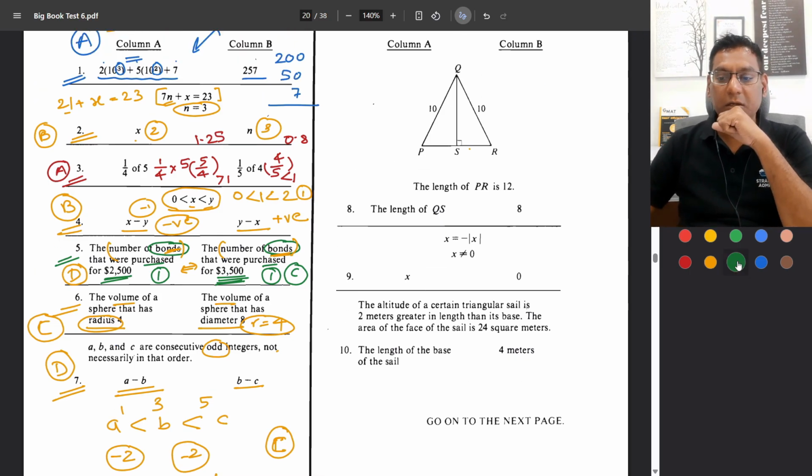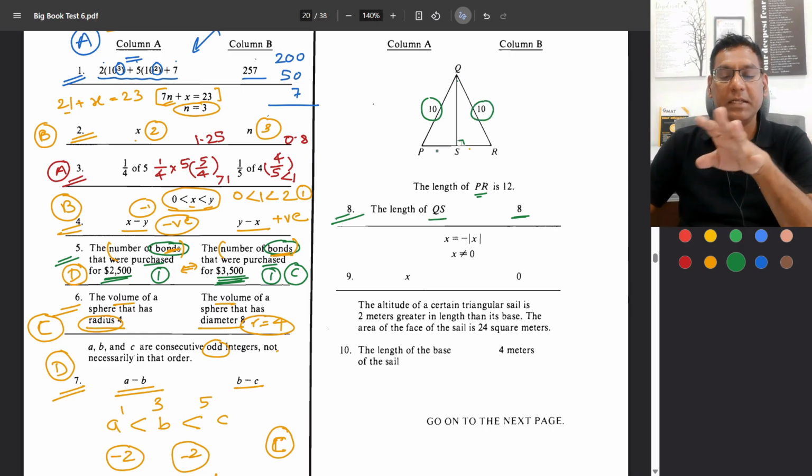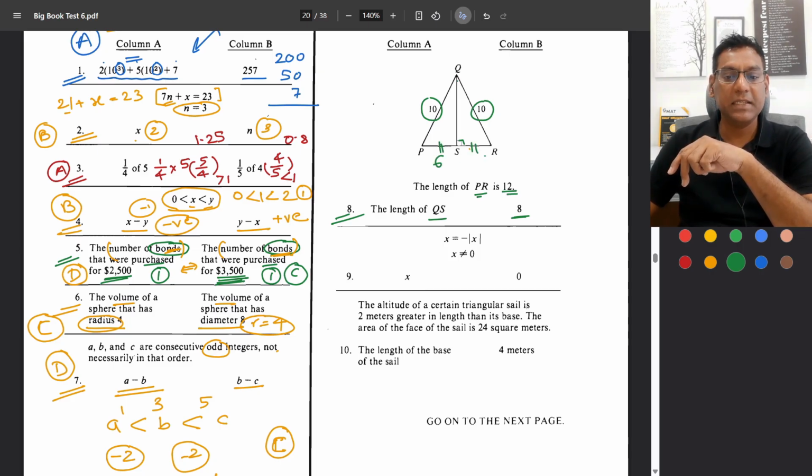Okay, let's look at question 8. The length of QS, that is this. All right, length of QS and 8. Length of PR is 12, and I see that this is an isosceles triangle. Okay, 10, 10. So that means the altitude, that is QS, divides the base in equal halves. So this is going to be equal to this, and together it's 12. That means it has to be 6 and 6.